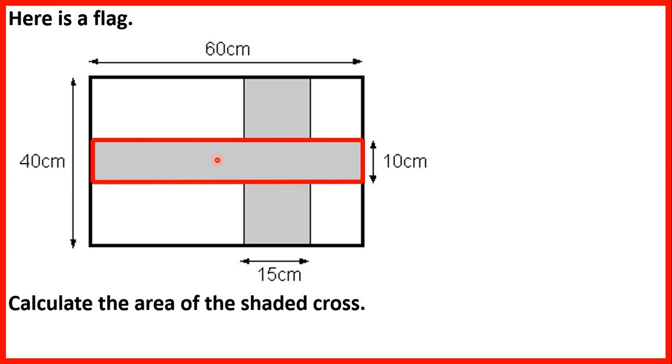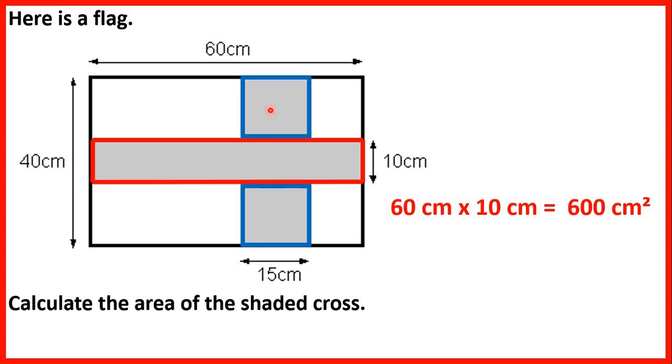Now to find the area of a rectangle, we multiply the length by the width, and we can see that the length is 60 and the width is 10, and 60 times 10 is 600. So the area of this part here is 600 centimetres squared. But we need to find the area of the rest of the shaded sections.